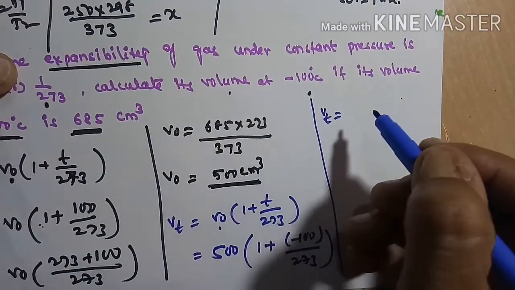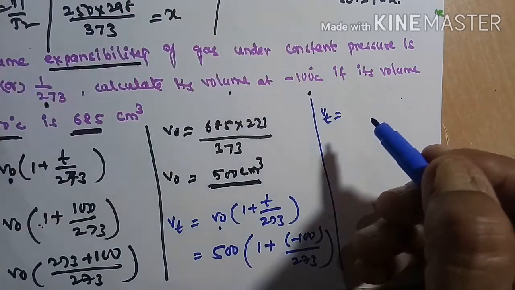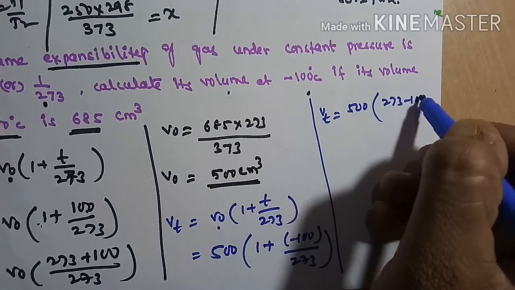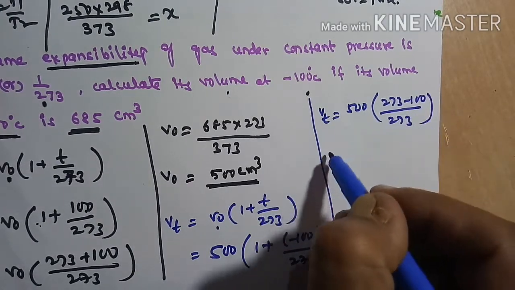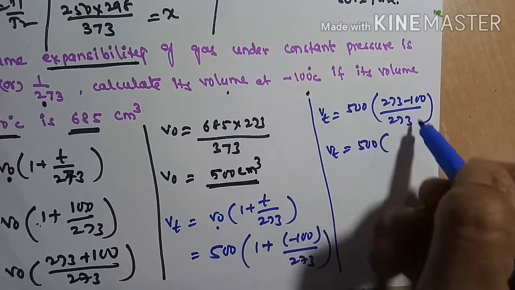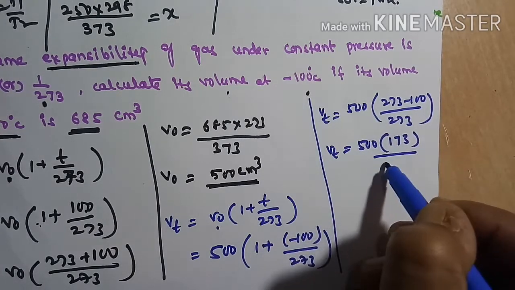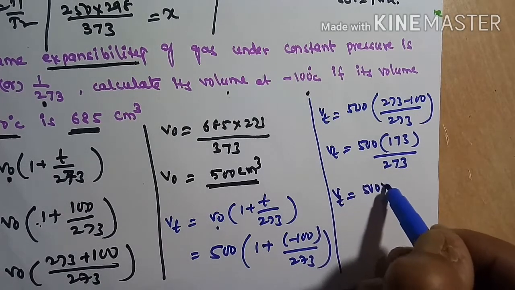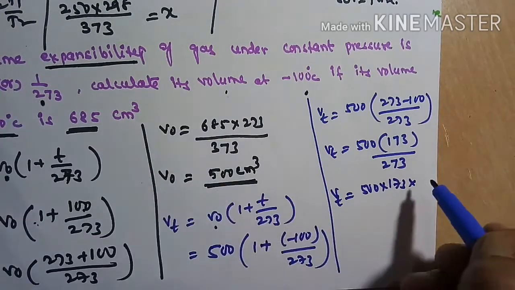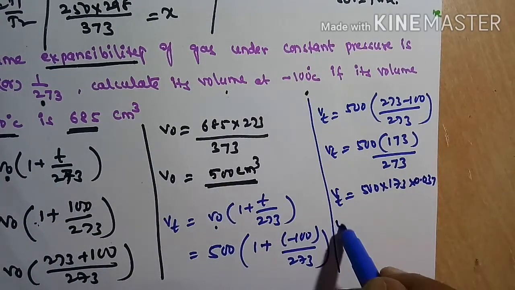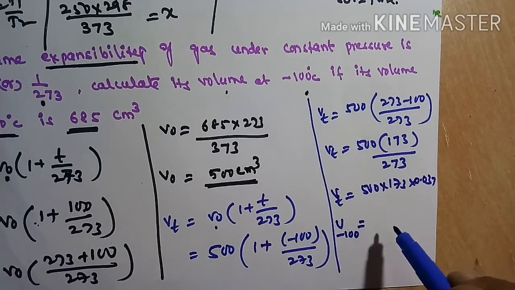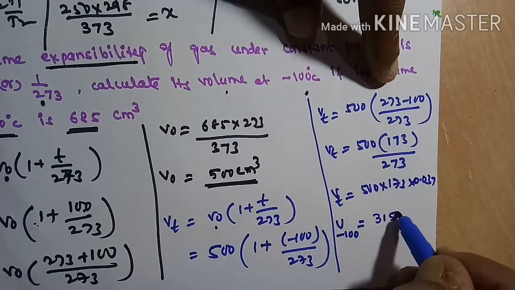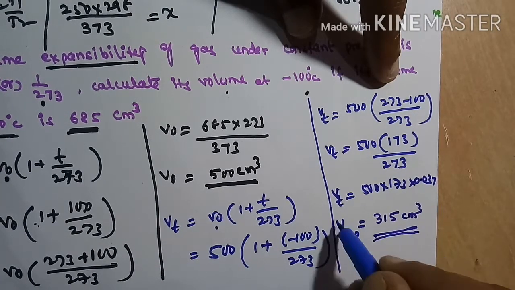So Vt at minus 100 degrees centigrade is equal to 500 into 273 minus 100 divided by 273. 273 minus 100 is 173, divided by 273. So Vt is 500 into 173 into 1 by 273, which is 0.037. If you multiply this, the volume at minus 100 degrees centigrade is 315 cubic centimeters.